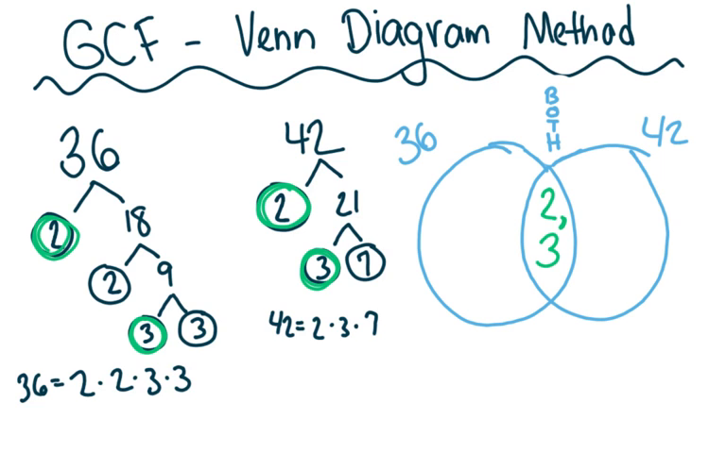It's helpful at this point to list the unshared factors. For instance, 36 has a 2 and a 3 that aren't shared. I call them the lonely ones. And 42 has that lonely 7 that isn't shared. To calculate the GCF with this method, we simply need to find the product of the numbers in the center.